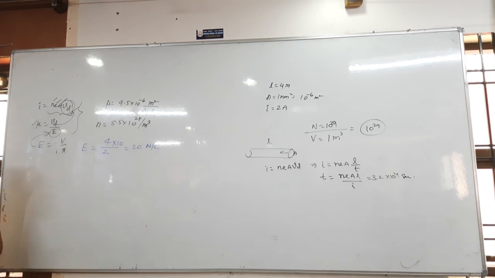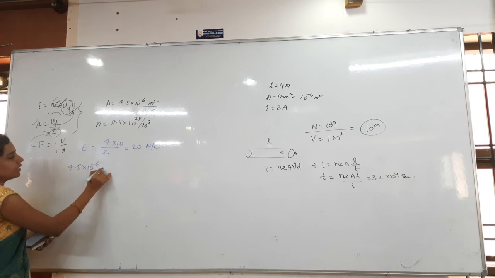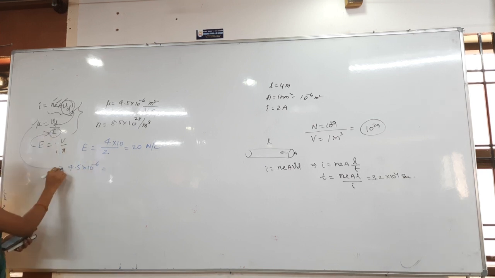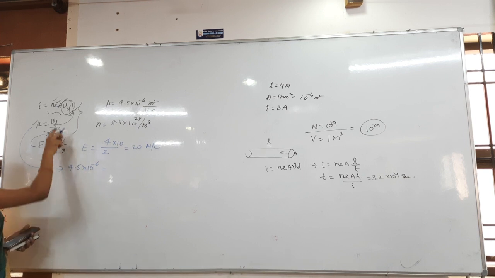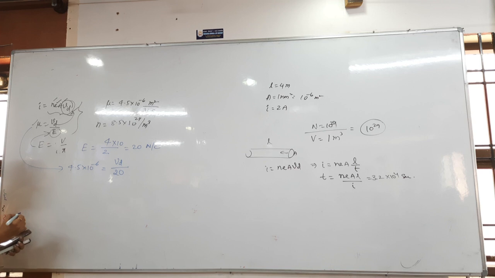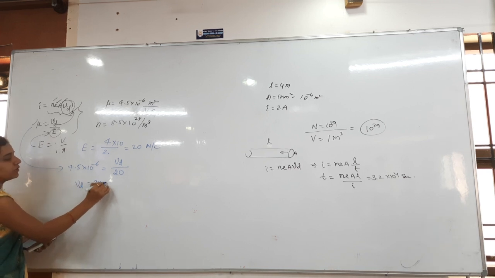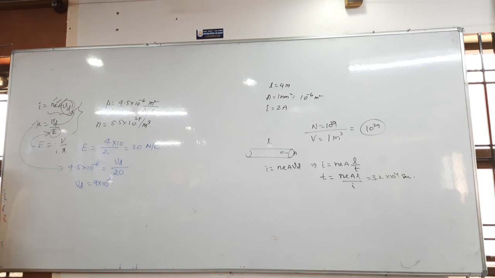After getting the E value, I can find out the drift velocity. For that, mobility mu is given as 4.5 into 10 power minus 6. Taking the mobility formula, 4.5 into 10 power minus 6 equals Vd divided by the E value 20.